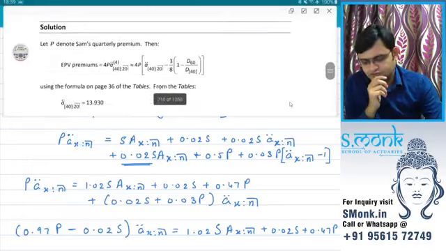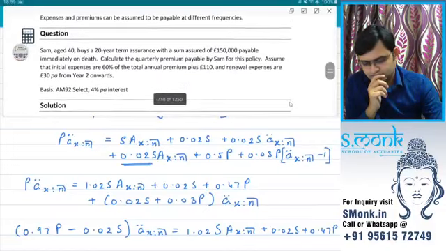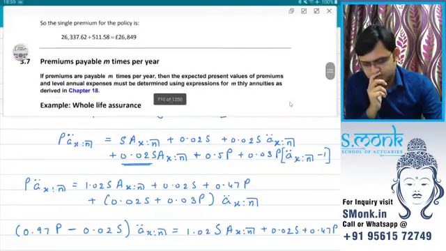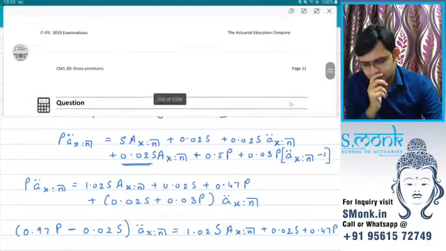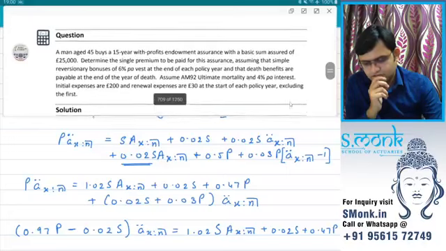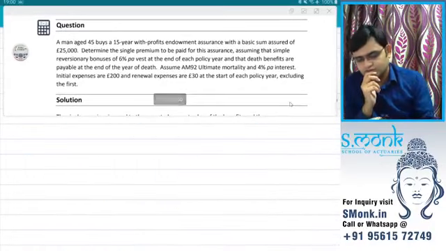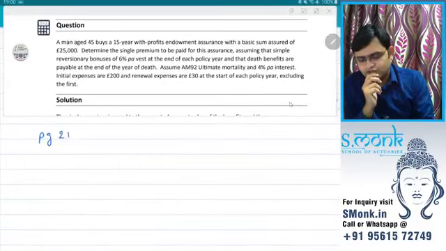Let's solve a few questions from here. Now, do you understand how the expenses are taken into account? Let's take this question, page number 21 question.